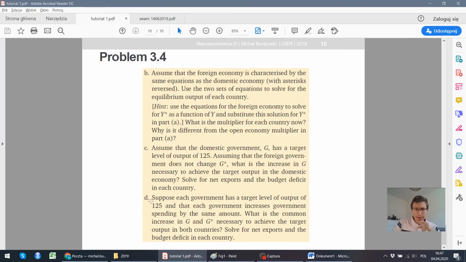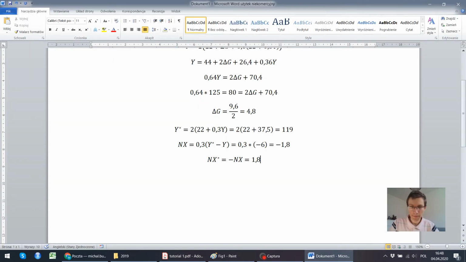So now in the last question, we are asked about the situation of fiscal coordination between the two countries. So both of the countries now want to hit the new output target of 125, but both governments are now increasing spendings by the same amount. So there is a fiscal coordination between the two countries. And once again, we are asked about the level to which the fiscal expenditures have to increase so that both countries achieve the new level of output, plus how this affects net exports of both economies, right?